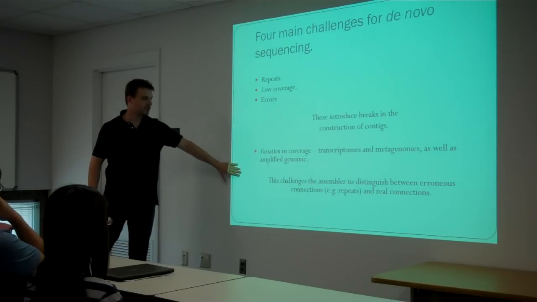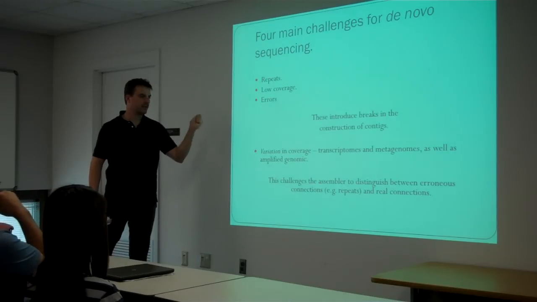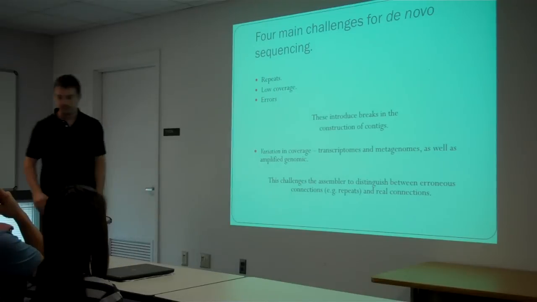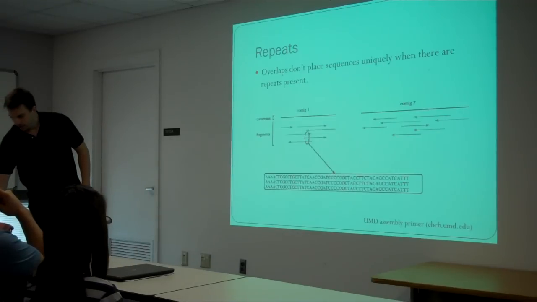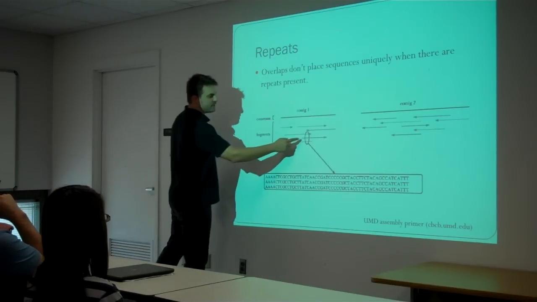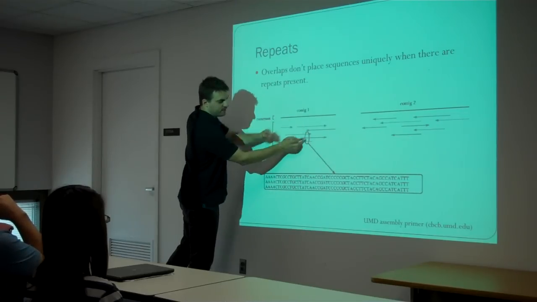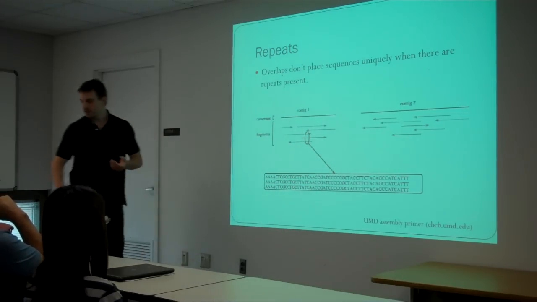We have all these problems associated with the fact that we can't use existing assemblers in many ways, because they assume things about the underlying data set that we can't assume. So we already talked a little bit about repeats. It just means if you have a repeat sequence, you may have an overlap that is not indicative of these all belonging together. You may have a false overlap just due to a repetitive sequence.